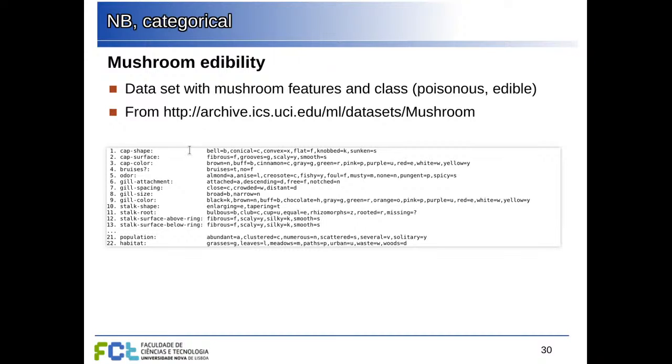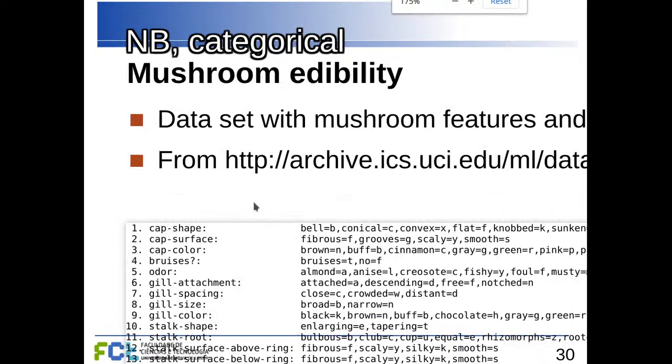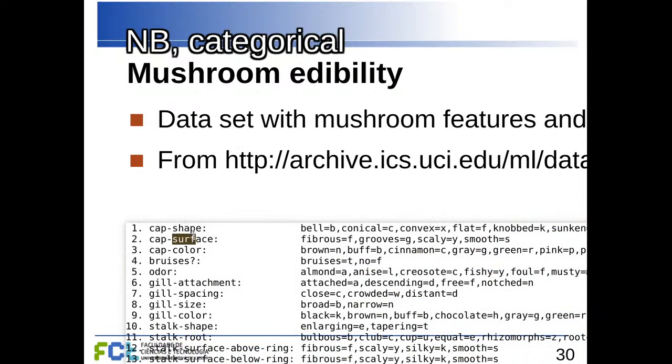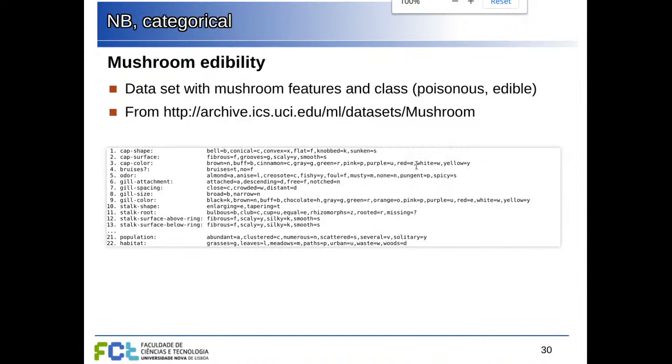And basically what we have, I'm going to increase the zoom a bit, we have this data on mushrooms. So there are edible mushrooms and poisonous mushrooms, and we have things like the shape of the cap of the mushroom, the surface of the mushroom, the color, and so on. And we have these different categories. So the shape of the cap may be like a bell, conical, convex, flat, and so forth.